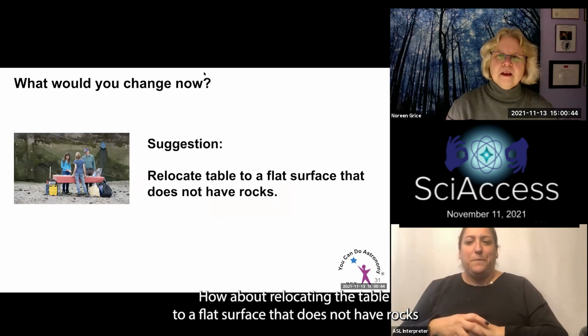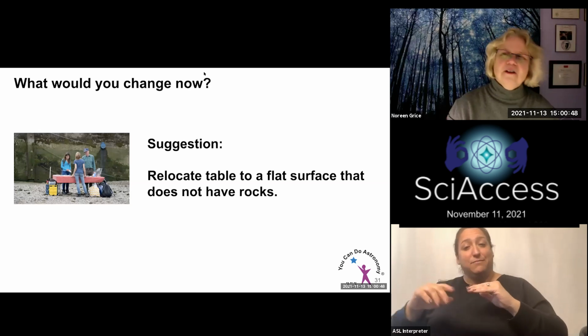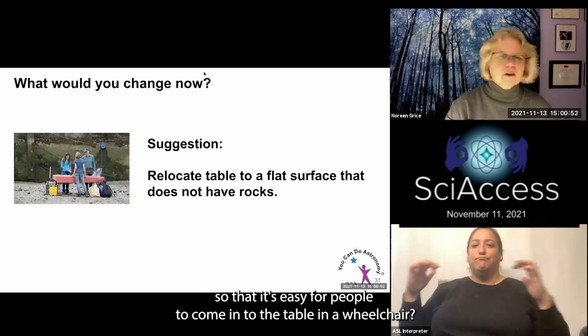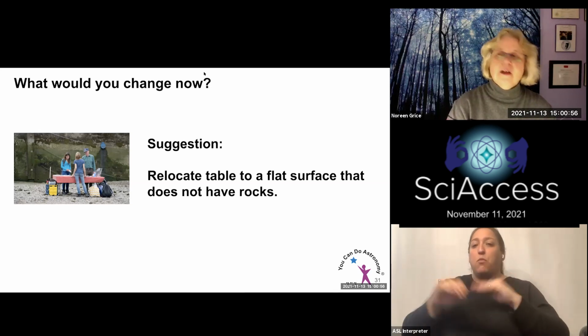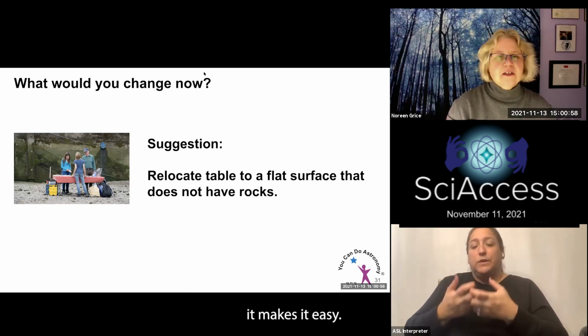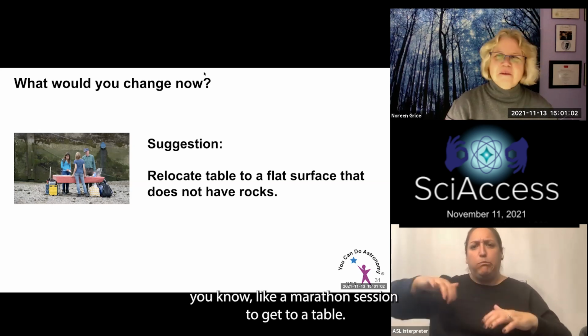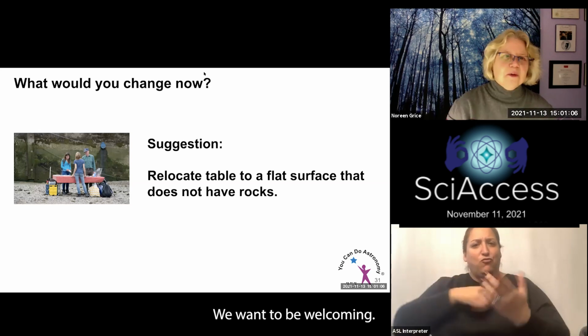How about relocating the table to a flat surface that does not have rocks, so that it's easy for people to come in to the table in a wheelchair, or if somebody is using a mobility assistance device, it makes it easy. There's no need to make it like a marathon session to get to a table. We want to be welcoming.